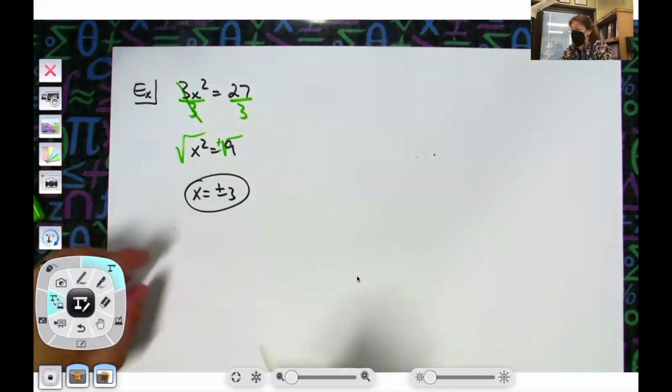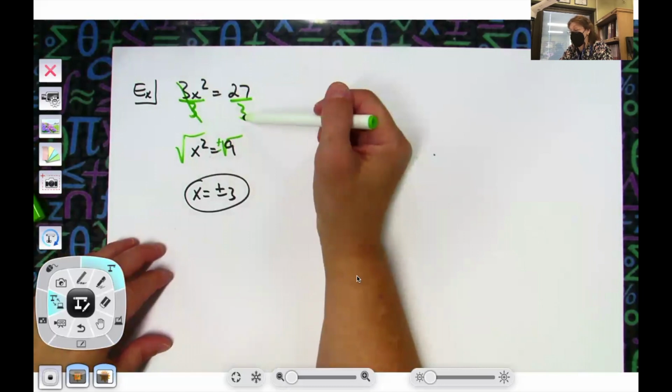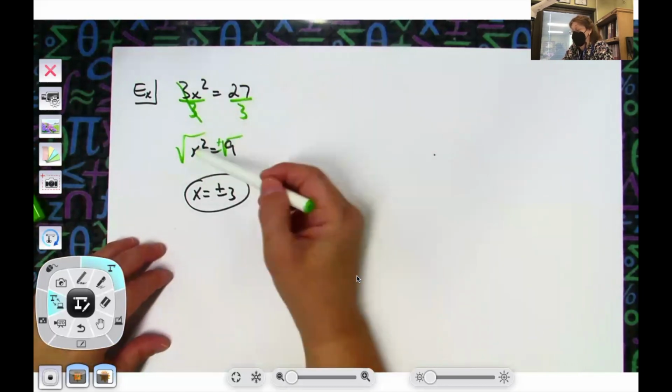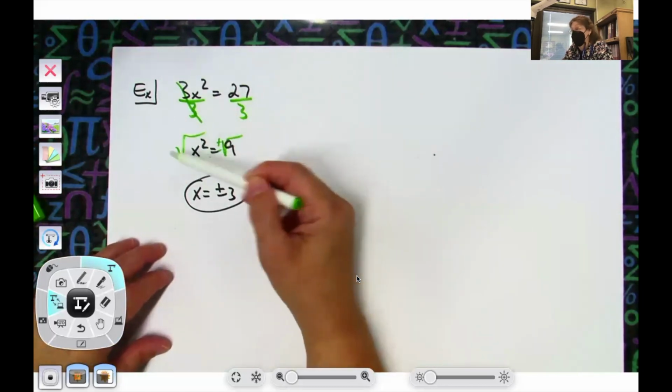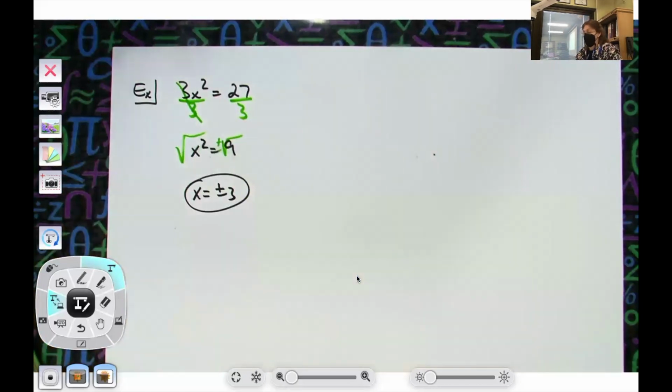Now, I cannot take the square root of both sides before I divide by 3. I've got to divide by 3 so that I get down to just the x squared. Then I can take the square root of both sides. But if it's a nice simple one like that, I think that's faster than trying to factor.